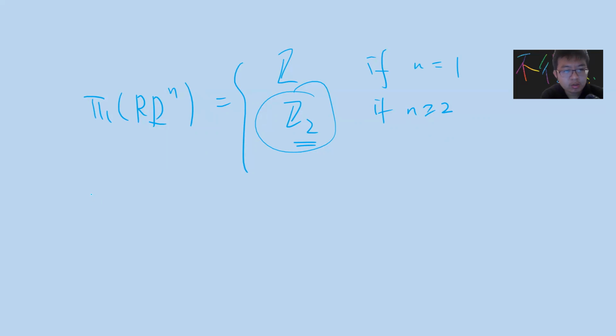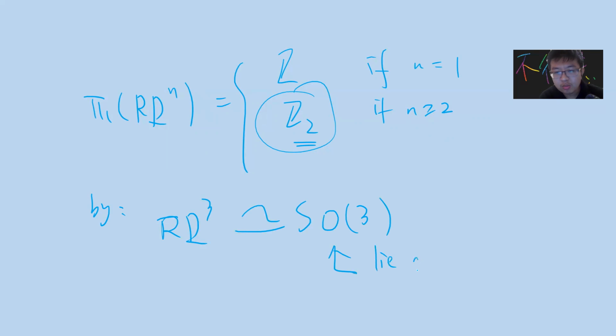Oh, by the way, one interesting exercise you can check is that RP3 is isomorphic to SO3. You need to view this as a Lie group. So they are the same as a manifold.